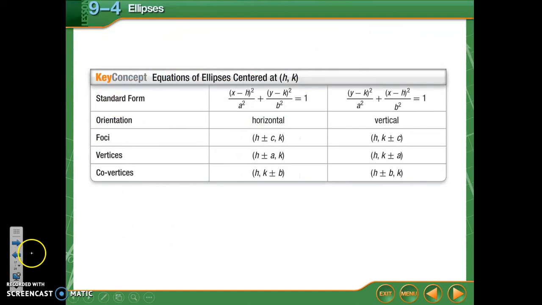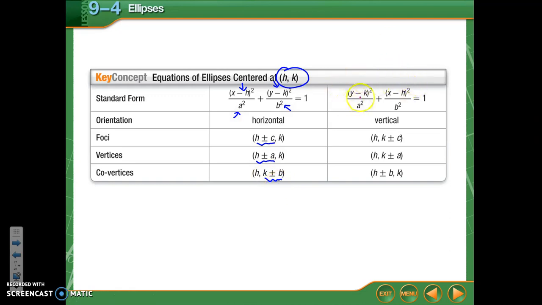All right, let's just remind ourselves how translations and transformations work. So here, my center, instead of being at (0, 0), is at (h, k). It's going to work exactly the same as a circle: (x minus h) quantity squared, (y minus k) quantity squared. The difference is that I'm dividing by my A squared and my B squared. So horizontally, that h is going to move the x value of my foci left and right. It's going to move the x value of my vertices left or right. And it's going to move the y value of my co-vertices up and down.